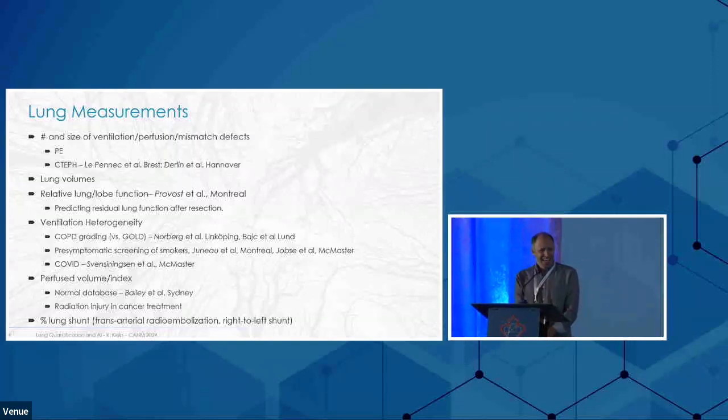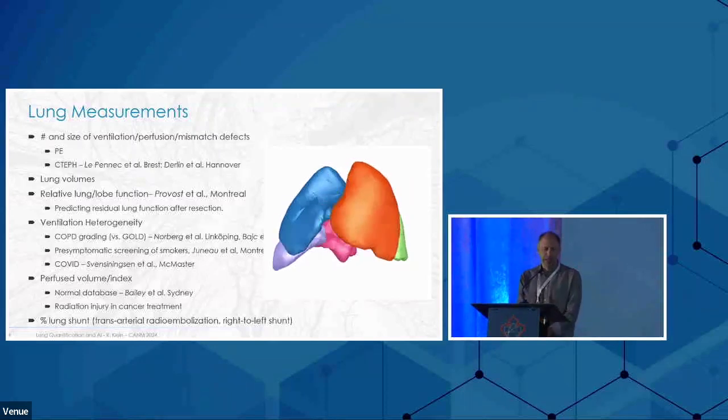And I'd like to point out the contributions to that field, both from Hermes and from Karine from Montreal here for that work. And then there's some early work that I think is very promising, the value of measuring heterogeneity in VQ studies and applications in the context of COPD, pre-symptomatic screening for smokers, and in the context of COVID. And then, of course, we could talk about perfused volumes and indices. And finally, something we've been doing in nuclear medicine for a long time, which I won't cover today, is looking at percent lung shunts, another kind of quantitative measure I could think of.